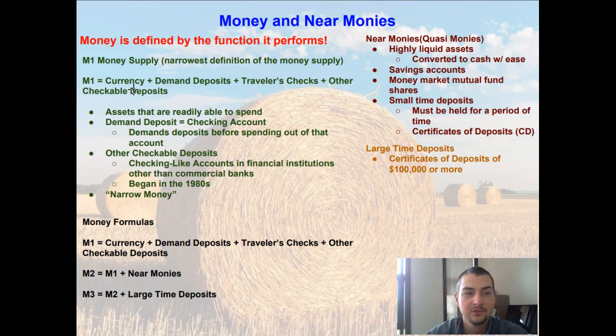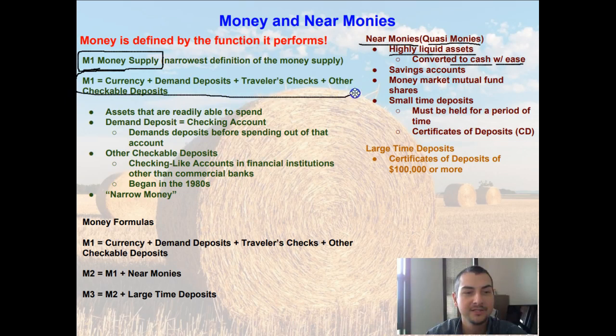So now that we know what the M1 money supply is, and that's the narrowest definition, we now need to start talking about the next definition of money. This next definition is near monies, also known as quasi-monies. These near monies are considered highly liquid assets, which means they're easily converted to cash, but they are not technically cash, nor can you actually use them to buy things with. They're easily converted to cash, yes, but you cannot use them to go out and physically buy something. With all of these you can go out and buy things, but with near monies you cannot.